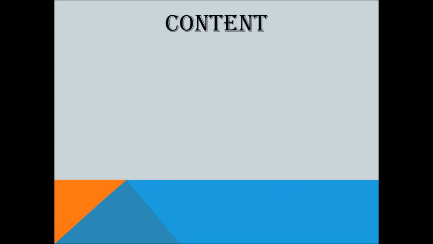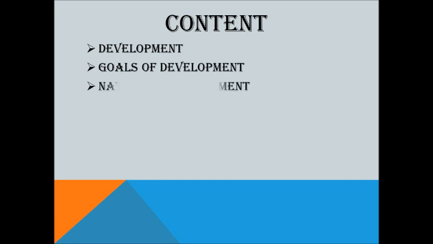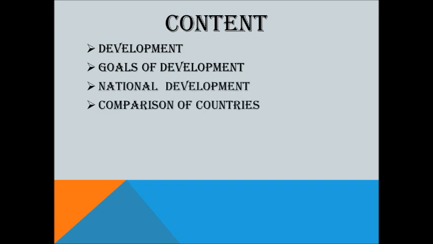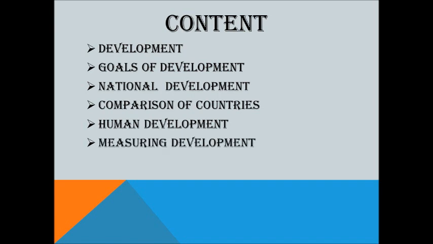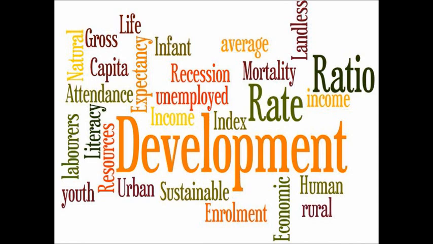Here are a few contents of the chapter Development: Goals of Development, National Development, Comparison of Countries, Human Development, Measuring Development, Sustainable Development. Here are a few mind maps of development like infant mortality rate, recession, unemployment, average mortality rate, ratio income, etc.